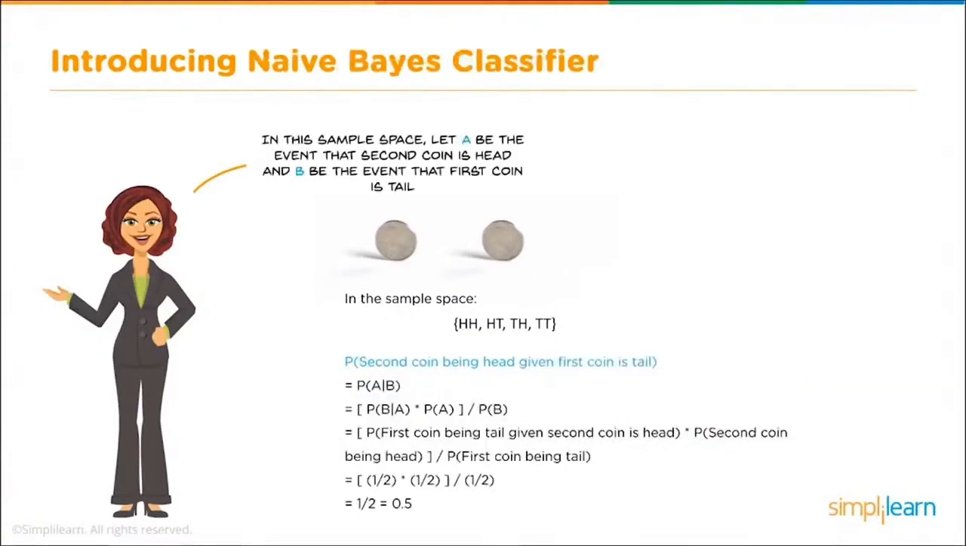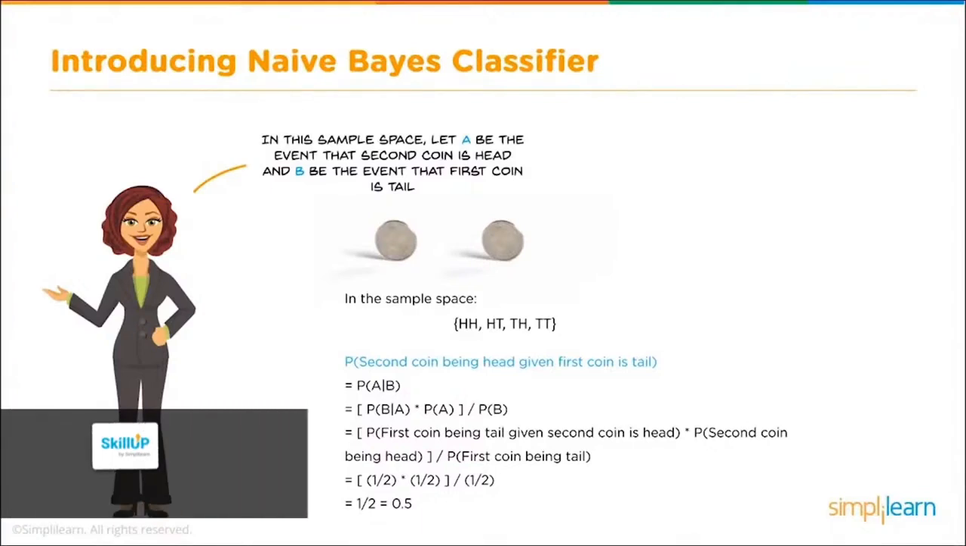In this sample space, let A be the event that the second coin is heads and B be the event that the first coin is tails. Again, we reversed it because we want to know what the second event's going to be, so we're going to be focusing on A. And we write that out as the probability of A given B. And we know from our formula that this equals the probability of B given A times the probability of A over the probability of B. When we plug that in, we have the probability of the first coin being tails given the second coin is heads, and the probability of the second coin being heads, over the probability of the first coin being tails.